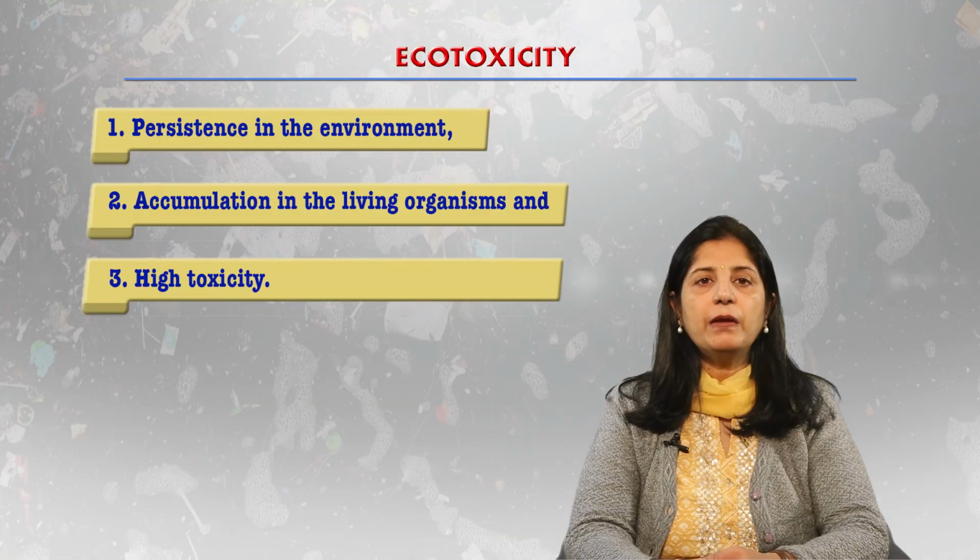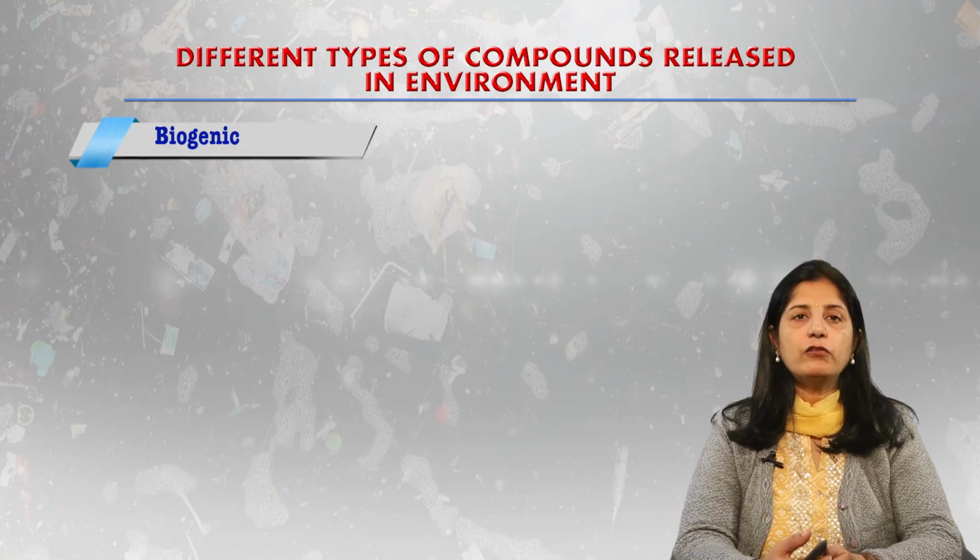Generally when we talk about any chemicals which are harmful to the environment or the living organisms, you will see that they share some common features. These common features are persistence in the environment, accumulation in the living organisms and high toxicity. Now, how are these different compounds released into the environment? Since a large number of organic and inorganic compounds are released, they can be divided into two categories: biogenic.